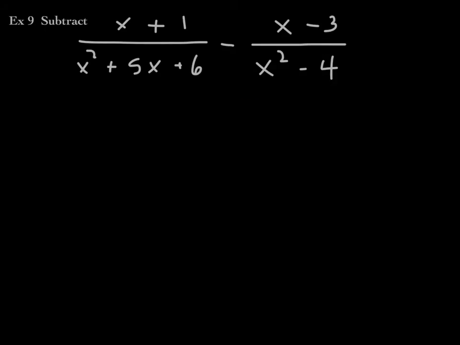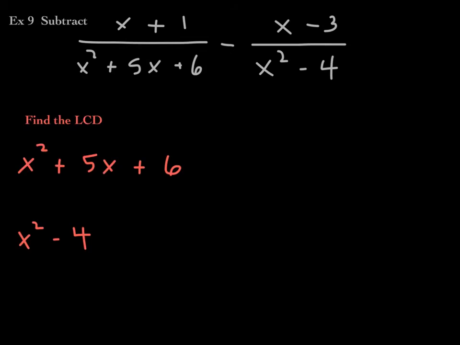All right, so example 9. What we're going to do is subtract a rational expression, this rational expression, from this one, all right? So the idea here is, you can clearly see that the denominators are different. So you and I will work very hard to find the LCD. Once we have the LCD, we can create equivalent fractions, and then we can subtract. So let's go for it.